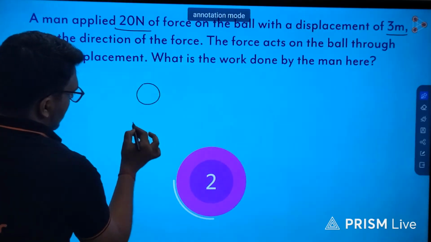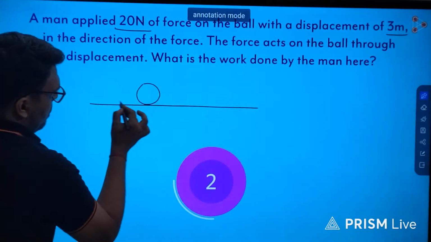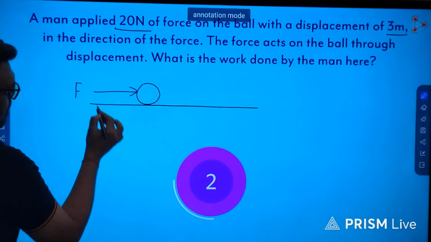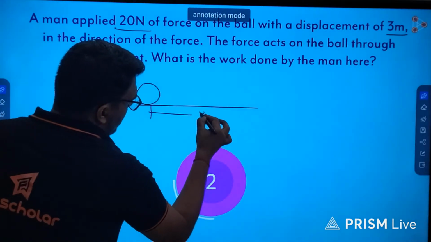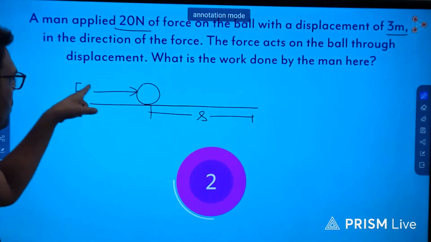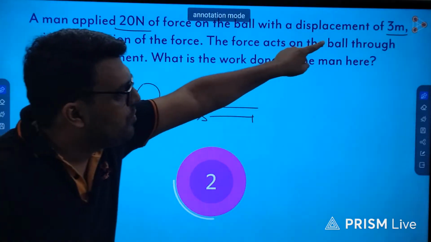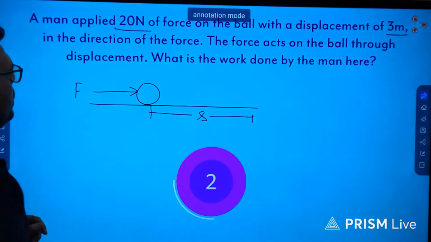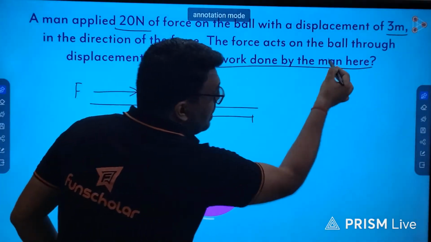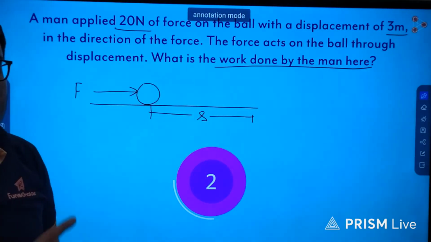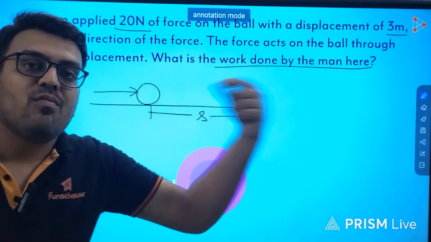So it is clearly said that there is a ball on which a force is applied, and because of this force there is a displacement. Now I know the value of the force is 20 Newton, the value of the displacement is 3 meter. The question is, what is the work done by the man? So we have also been given the agent by which the work is done.